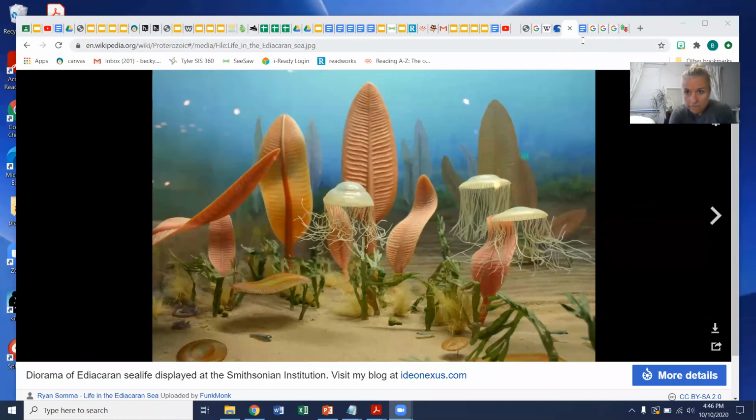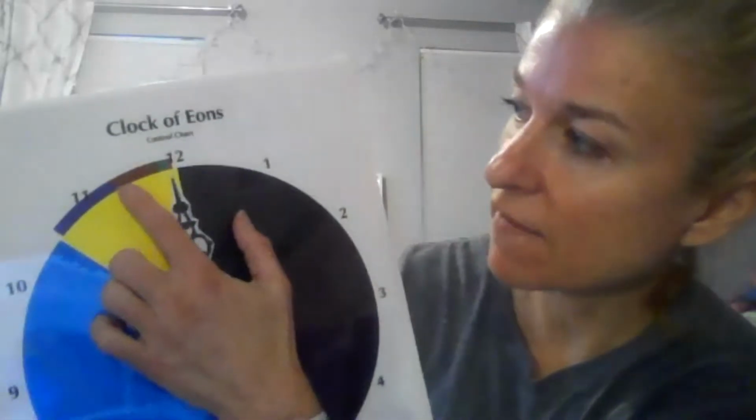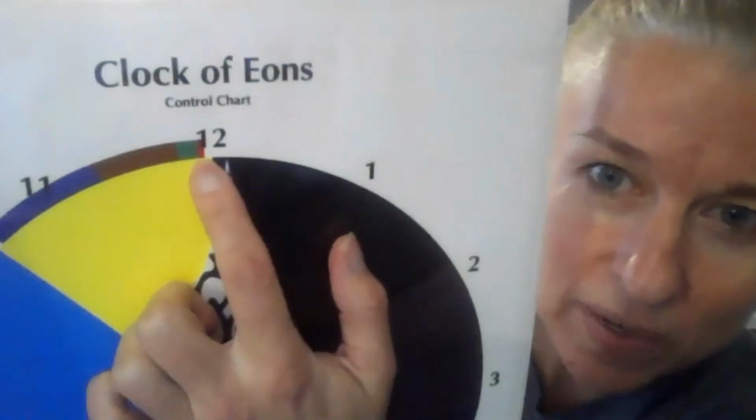So this is what an artist thought the Phanerozoic Era might have looked like. You can see that there's all kinds of different birds. It looks like it's the age of the reptiles, right? Dinosaurs. So during that Phanerozoic Era, there was all kinds of new life: sea life, reptiles, and then mammals and birds.